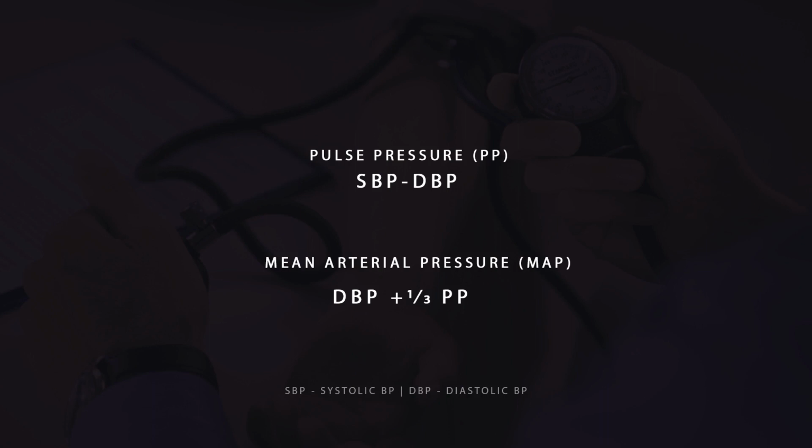What is pulse pressure? It is the difference between the systolic pressure and the diastolic pressure. Now, what is mean arterial pressure? It is the average pressure throughout the cardiac cycle, which is equal to the diastolic pressure plus 1/3 of pulse pressure. In this video, we will learn to record blood pressure in a normal individual in their sitting, standing and recumbent position.